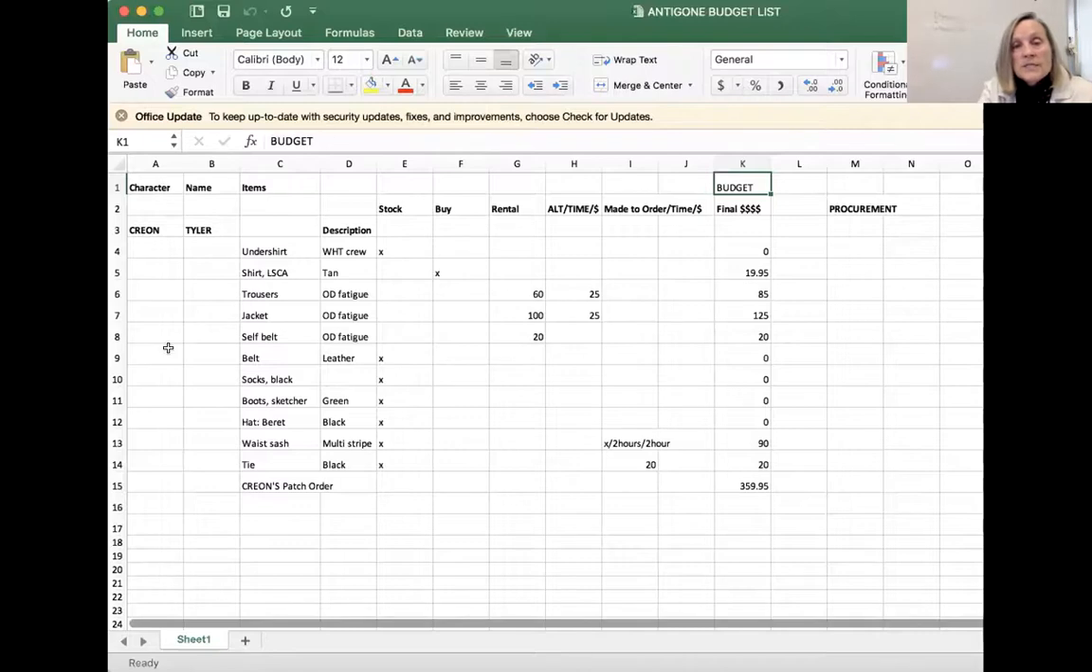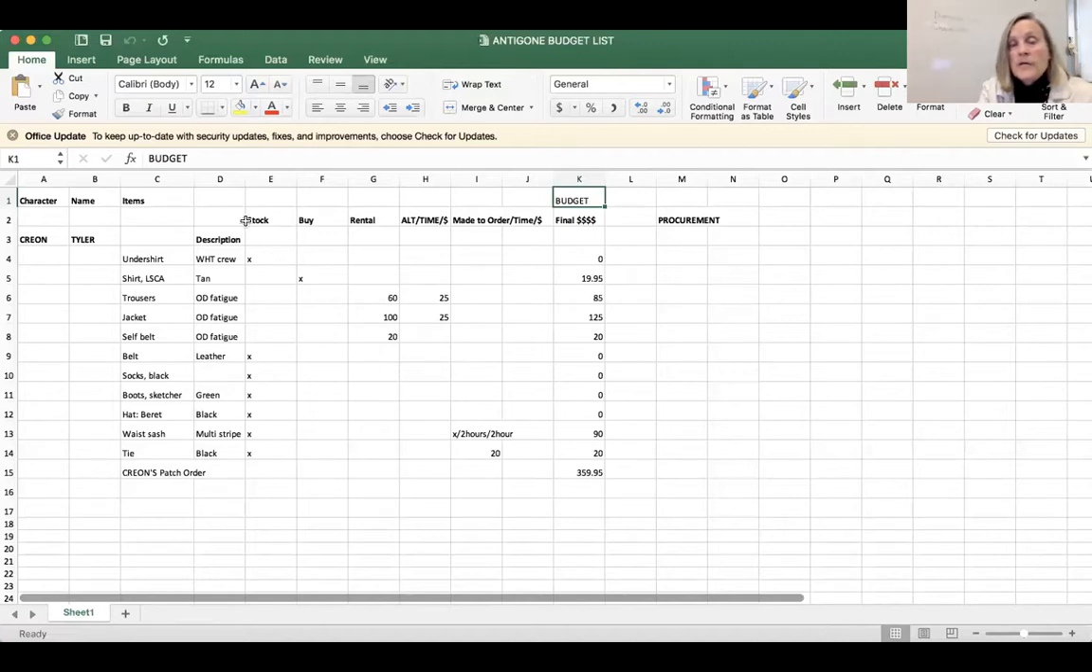So if this is my dressing list, then I can find a procurement plan, which means procuring. How am I going to procure these items? So I'm using my same list like this, and I'm going to say, is it coming out of my costume stock? Am I going to purchase this? Am I going to rent this item? Am I going to alter it? What is the time required? How much money does that cost me? Am I going to make something to order? Which I have indicated the waist sash might be made to order.